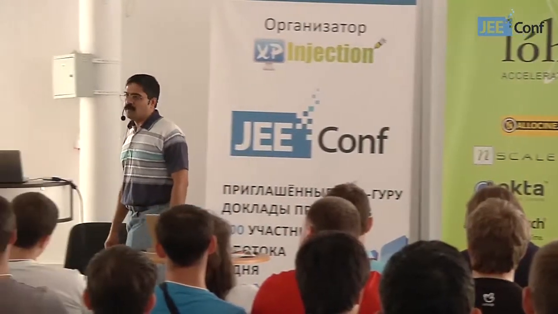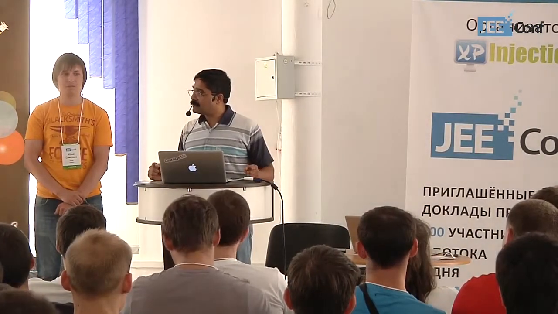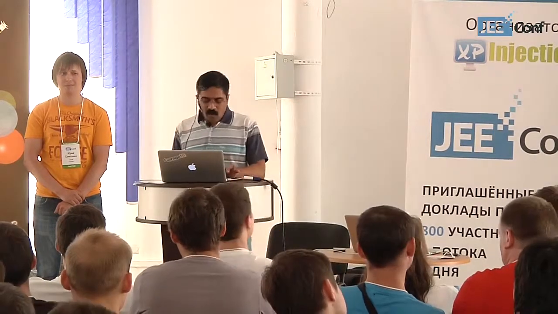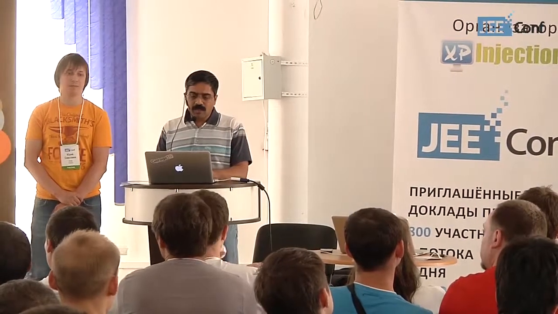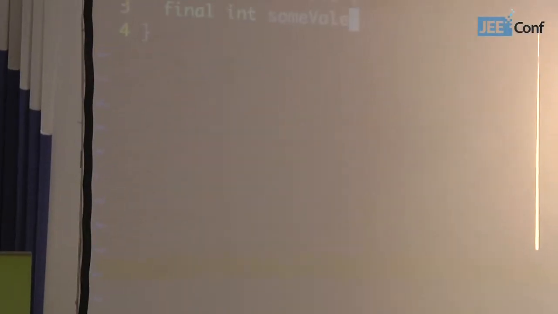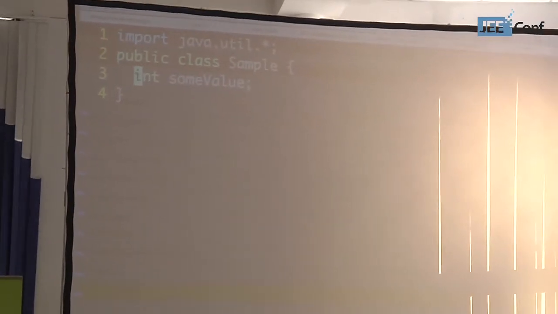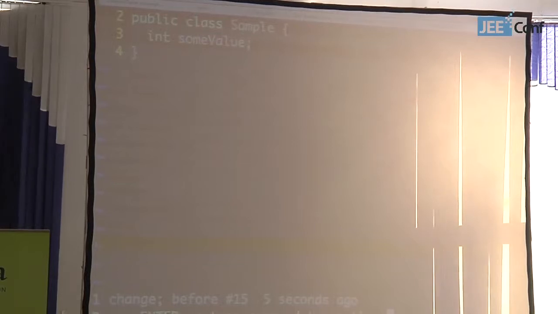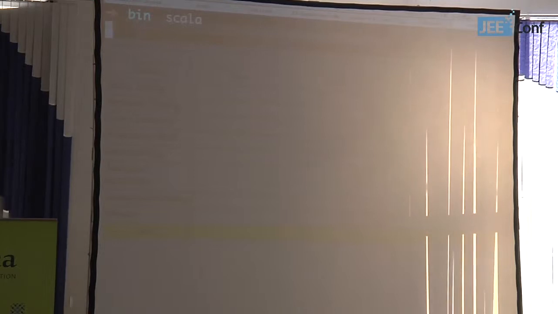Now, how do you make things immutable in Java? By making them final. So you have to make things final, isn't it? So if you're writing Java code, if you're defining a variable of some sort, you would have to say, for example, final int someValue, right? You have to say this. What if you forget to put final? Will the compiler tell you that? Not really. So you have to remember to do this, right? That's correct.